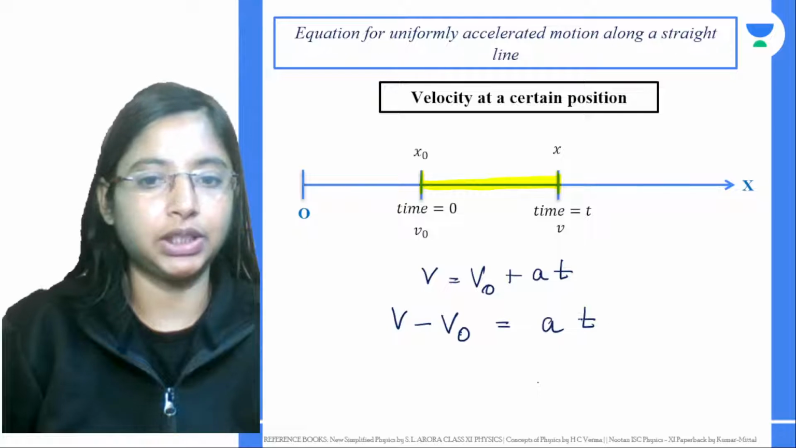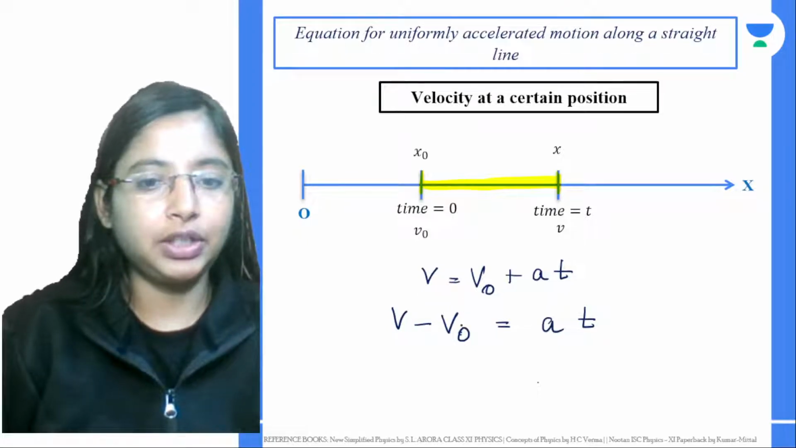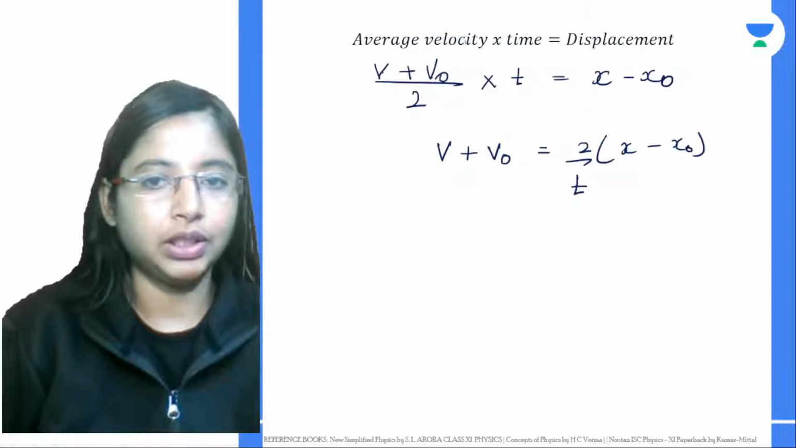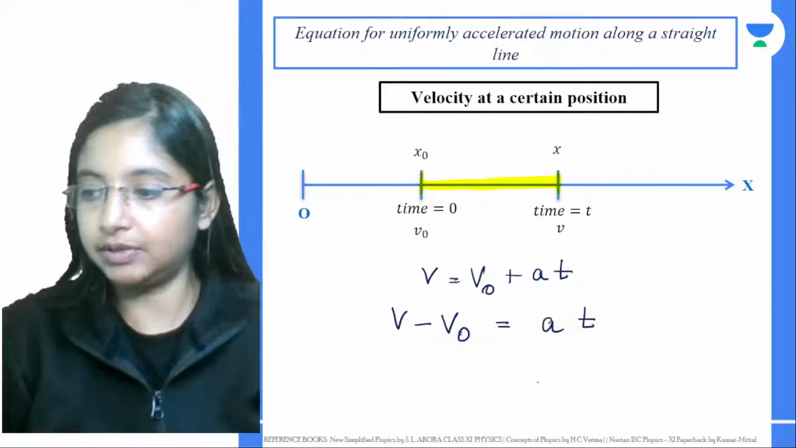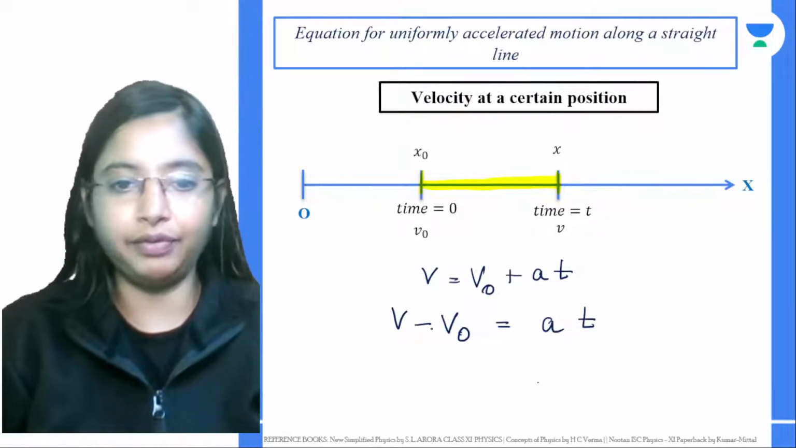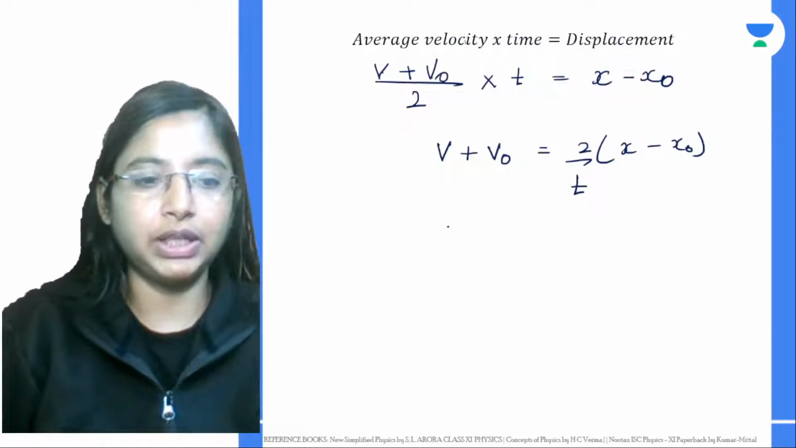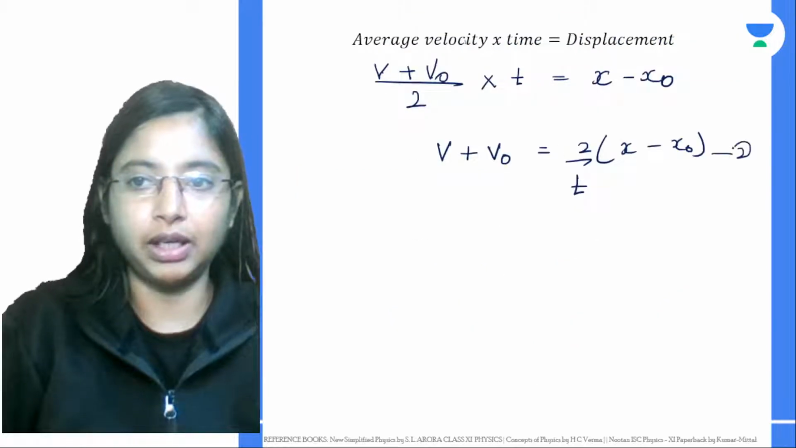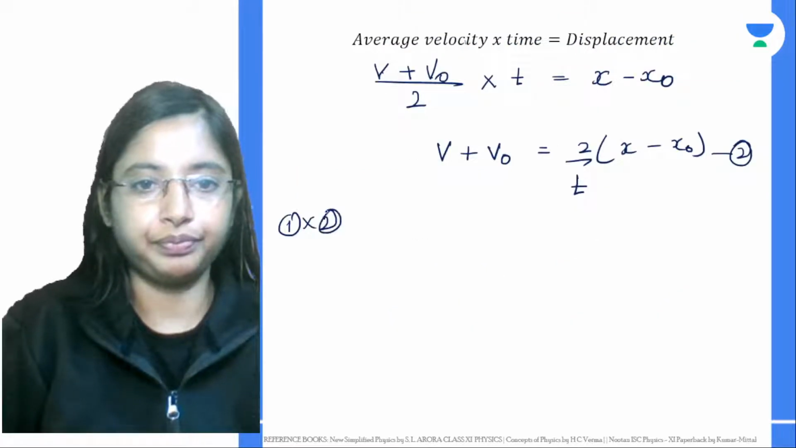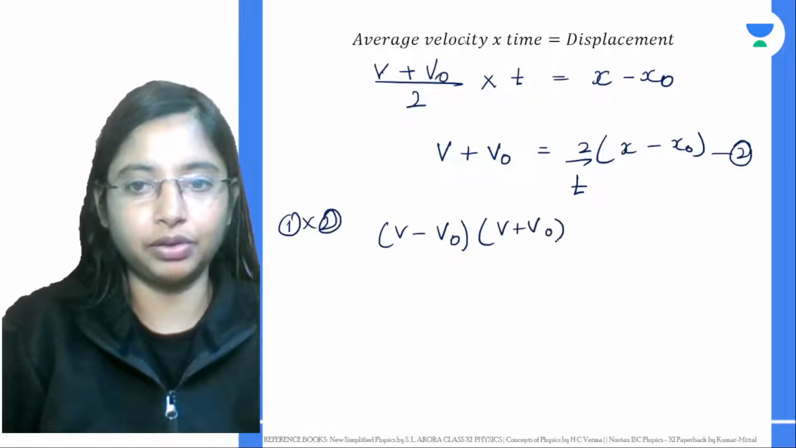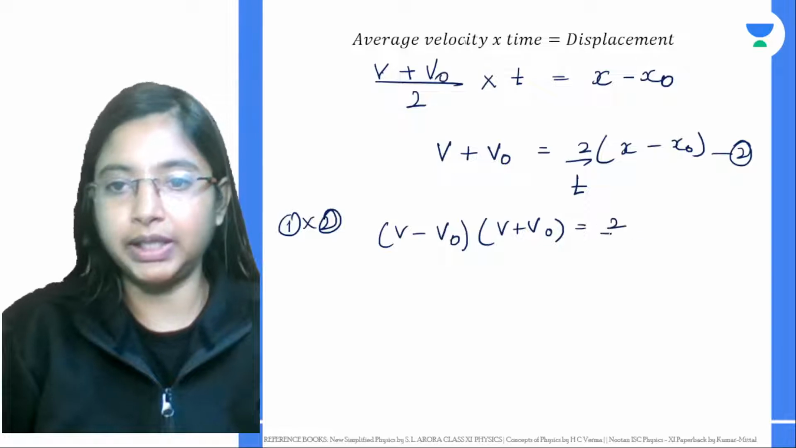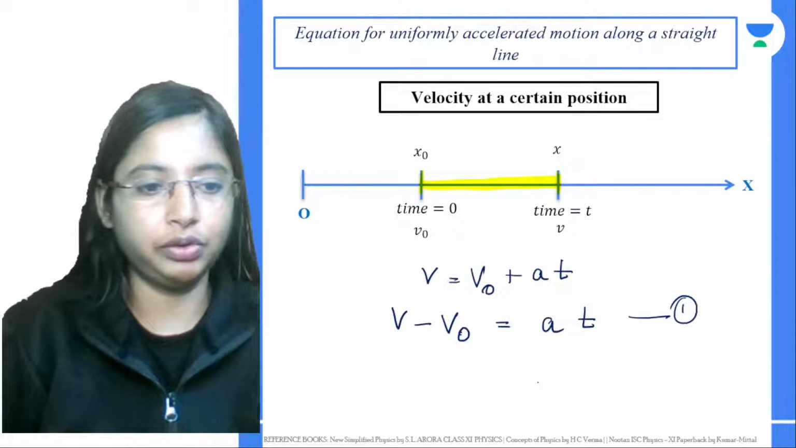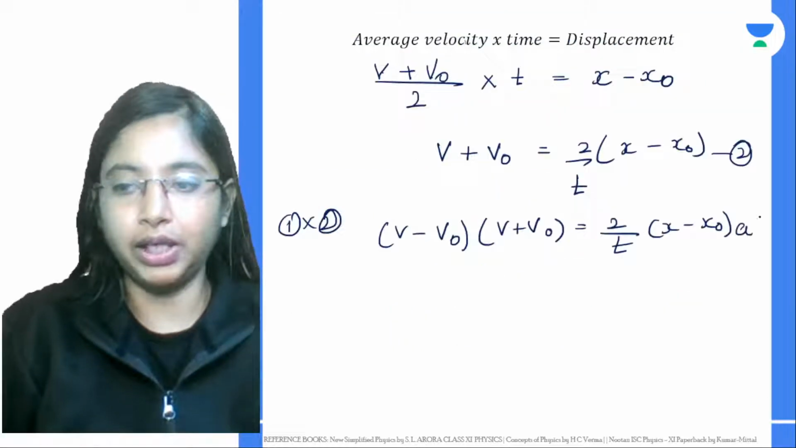And we have another equation, which is v minus v naught equal to a into t. Now you can equate these two equations. This is one equation and this is another equation; we'll multiply 1 and 2. So we'll have v minus v naught into v plus v naught, and this will be equal to 2 by t into x minus x naught. What is v minus v naught? It is equal to a into t, so this will be into a into t.